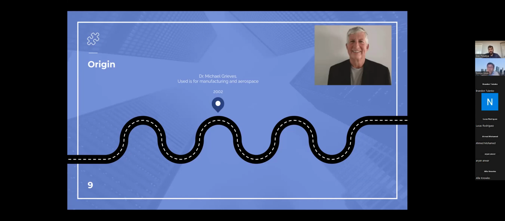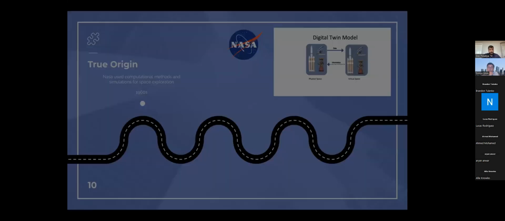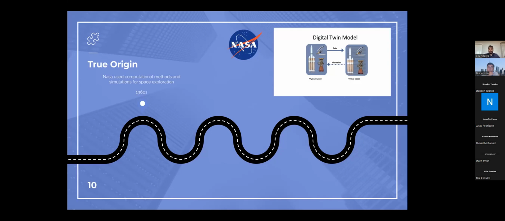It didn't really take off instantly. There were a few years where people were still testing and trying it out. It's in the last 5 or 6 years that people have actually started using digital twin models and trying to make the best out of them. It is credited to Dr. Michael Grieves, but the initial concept of digital twin was actually founded by NASA in the 1960s.